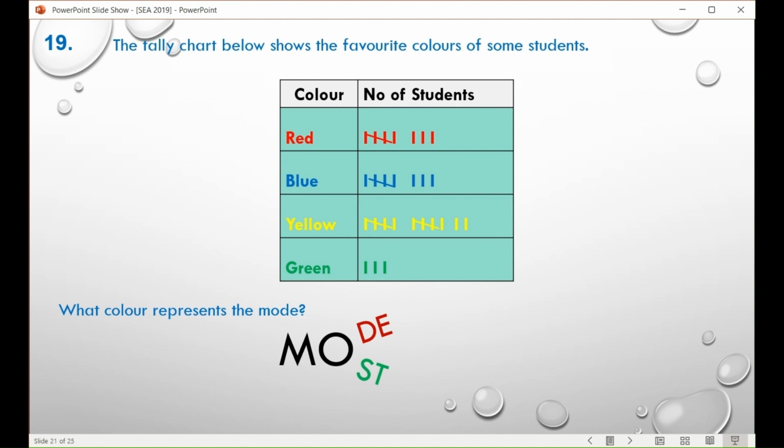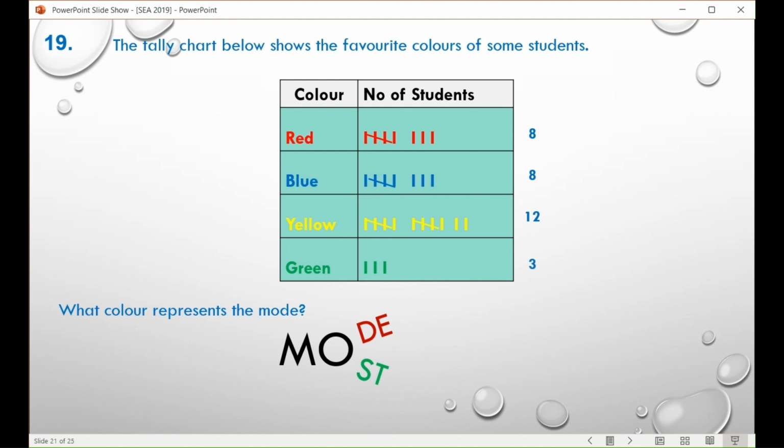We can take a look at red, and if we count it up, 1, 2, 3, 4, with the cross stroke, let's recall that in a tally chart, that indicates 5, and then we have 6, 7, 8. And with blue, 5, 6, 7, 8. In yellow, we have a group of 5, another group of 5, that's 10 students, and 2 more, 11, 12. And those students whose favorite colors are green, it's 1, 2, 3.